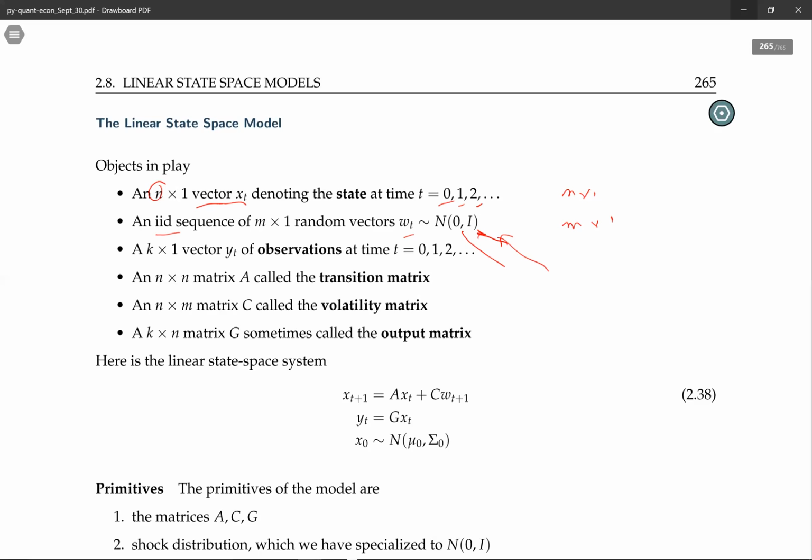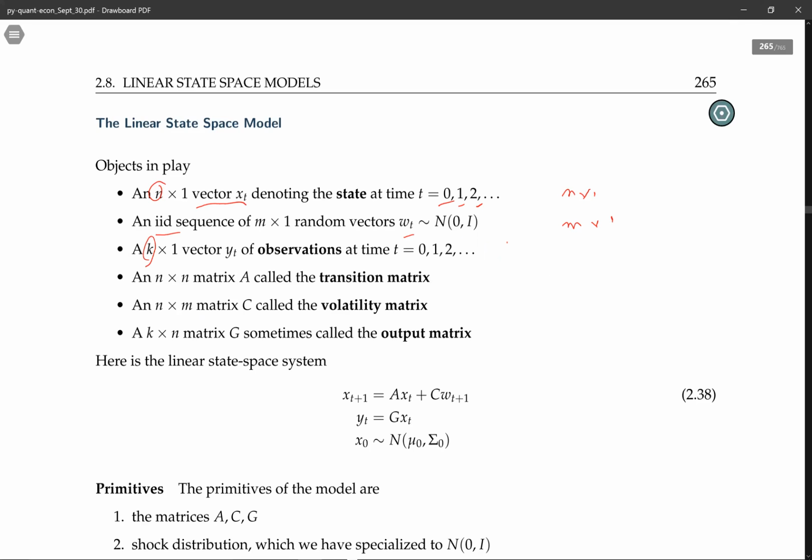And then the next thing is there's going to be a k by 1 vector called y_t of observations. Those are going to be the things that we as the economists are going to observe, potentially. We may not see the state. It may be hidden. We may or may not see it. We'll see that later. And this is a k by 1 vector, and there's going to be one vector for each time.